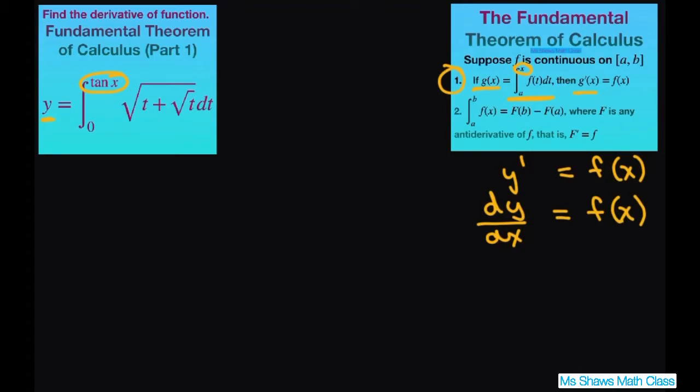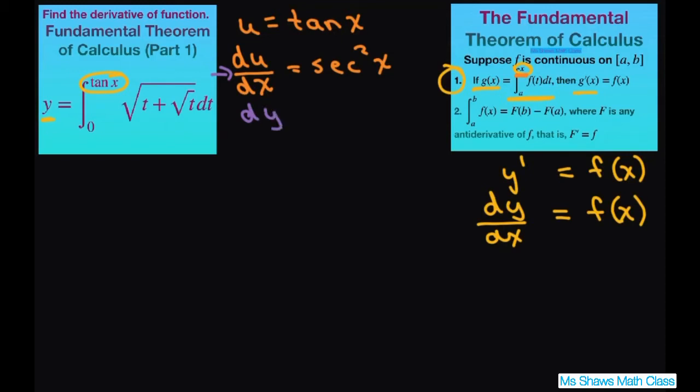Okay. Now, let's use u substitution because I need just a single variable there, not tan of x. So we're going to let u equal tan of x. So the derivative of u with respect to x equals secant squared of x. Now, what we need is the derivative of y with respect to x equals the derivative of y, which I can put over 1 times the derivative of x.